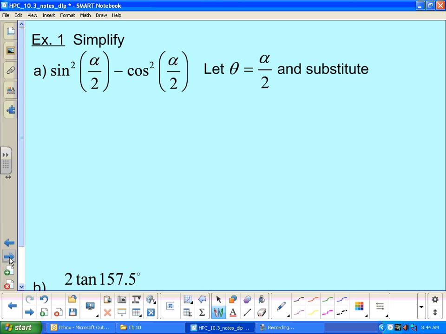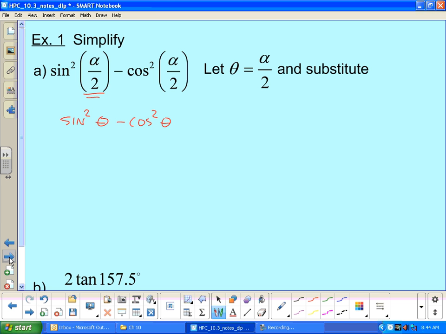So our first one here, we're going to simplify sine squared of alpha over 2 minus cosine squared of alpha over 2. Remembering that what comes after our sine or cosine or tangent or any of our reciprocal functions is an angle, and to simplify the way this looks, we're going to do a little substitution. We're going to let theta equal alpha over 2. So now I get sine squared of theta minus cosine squared of theta.